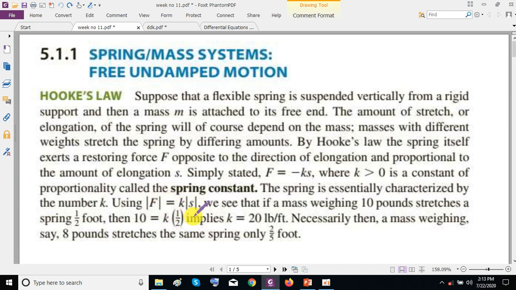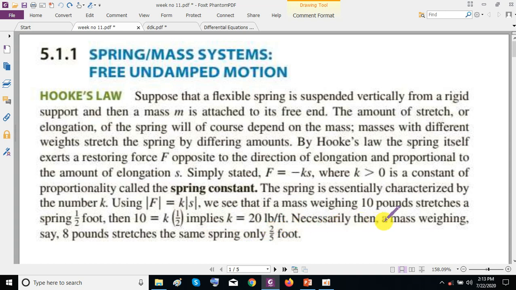Using the absolute value of F, we see that if a mass weighing 10 pounds stretches a spring 1 by 2 feet, then 10 is equal to k times 1 by 2. This means 10 is the force weight of the object, and k and s is the stretch of the spring, which is half a foot. So this equation implies that the value of k, the spring constant, will be 20 pounds per foot.